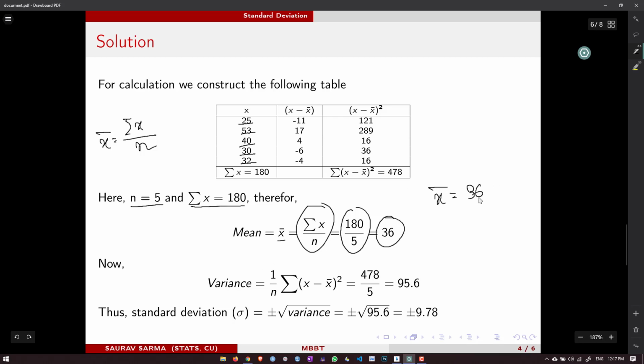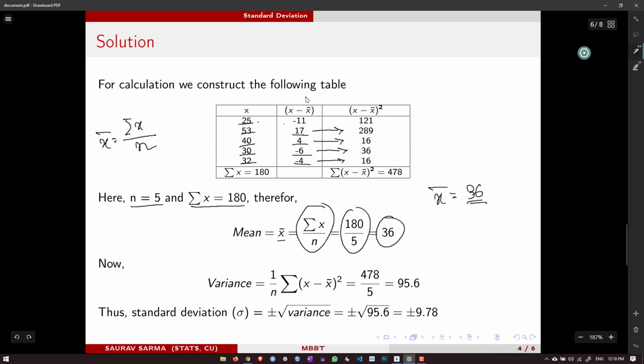Step 2 is you will have to subtract this 36 from all of them. That means 25 minus 36, which will give you minus 11. 53 minus 36, which will give you 17. 40 minus 36, which will give you 4. 30 minus 36 is minus 6. 32 minus 36 is minus 4. This is your step number 2. Then you will have to square them. That means minus 11 square is 121, 17 square is 289, 4 square is 16, 6 square is 36, and 4 square is 16. So we got the squares.